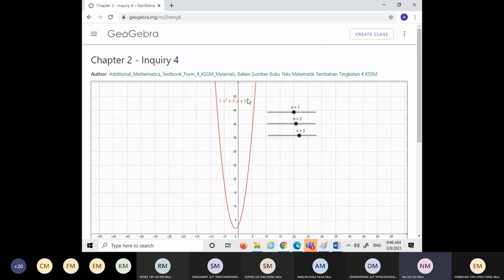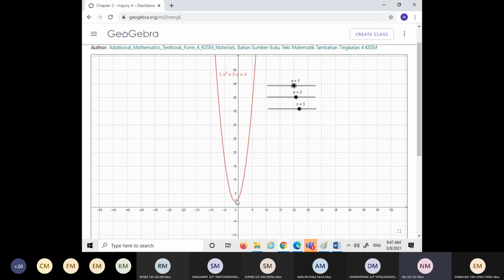Go back to the link. Now a is 1, so it's positive. You see the curve is a smiling face, so you have a minimum point. Now I drag and make a become negative. So you can see the curve is a sad face, then you see a maximum point. So this is for the second dot. We come back here.